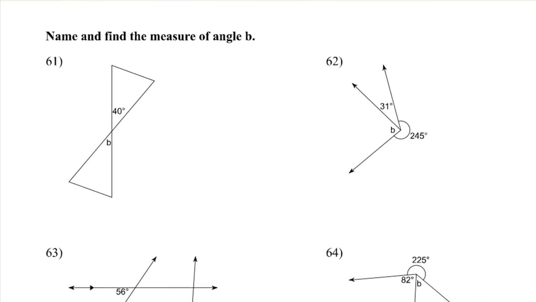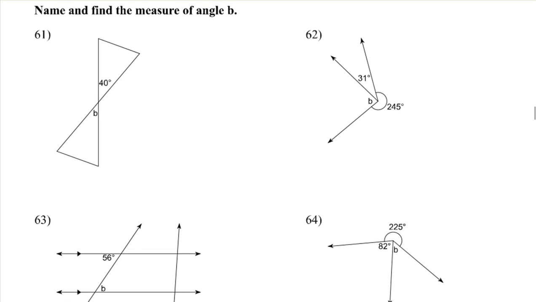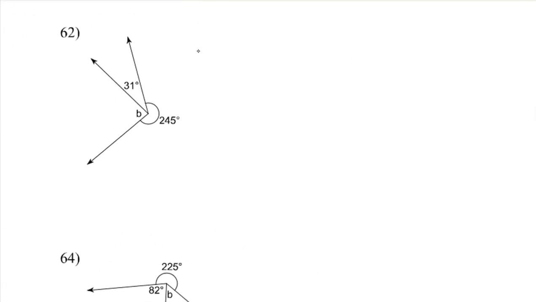And here's just some of those basic ones where I want you to calculate the angle or whatever. Make sure you know your vertical angle. So B is equal to 40 degrees here. That's easy. This one, I'll set it up for you. So it's just B plus 31 degrees plus 245. And we know the whole way around is 360 degrees here. So if you just solve for B on 62, you should get 84 degrees, no problem.